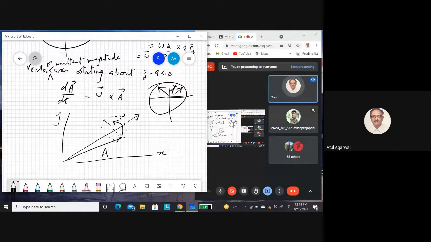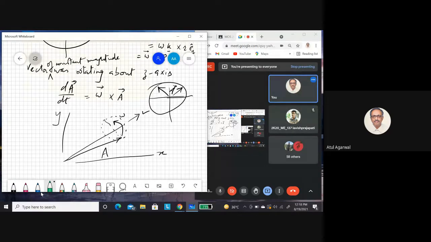So vector A will be, its end point will lie on this circle. Any problem with this? Only then it will rotate about this direction. Rubbish. Are you happy about it?